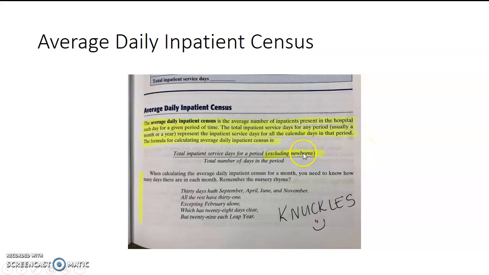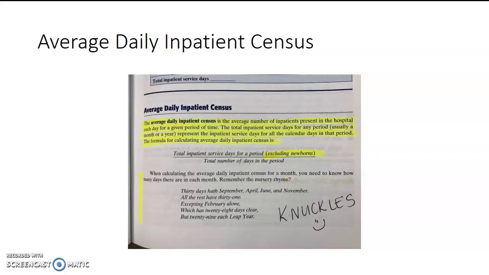And then, ta-da! Here's your first formula. You see what I've highlighted? You've got a note. So the formula says total number of inpatient service days for a period, excluding newborns, divided by total number of days in a period. So we're going to get to that probably in the next video.